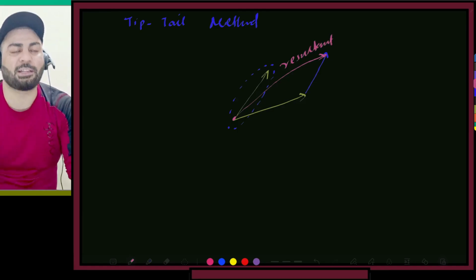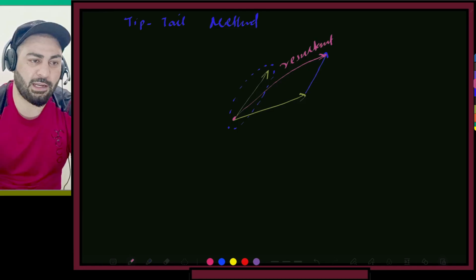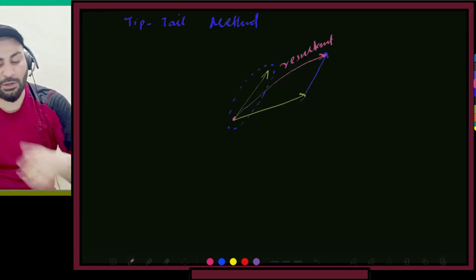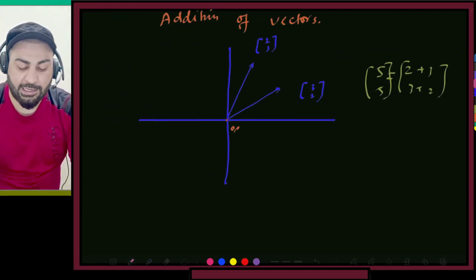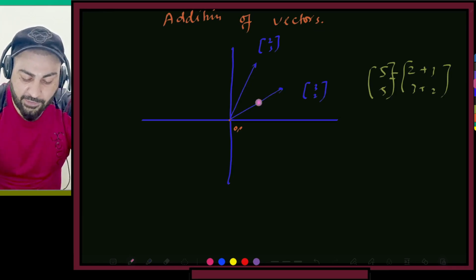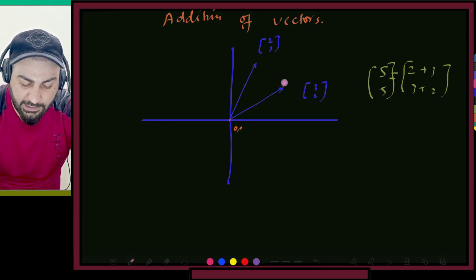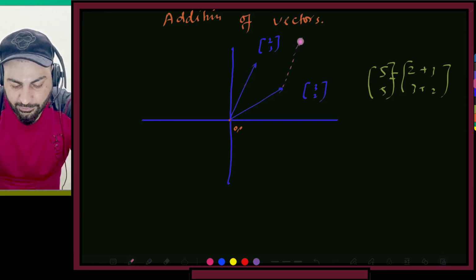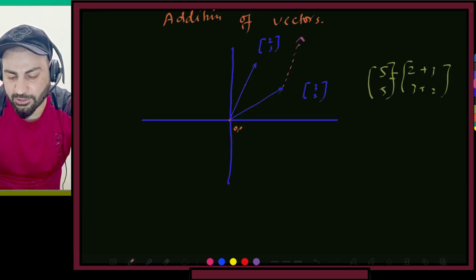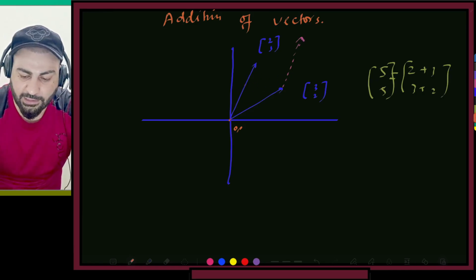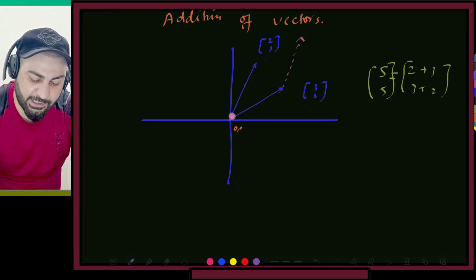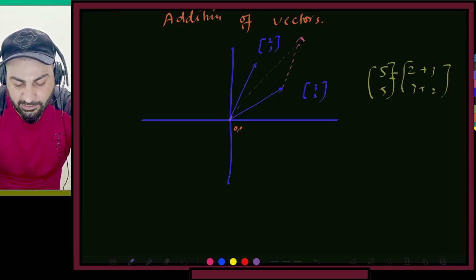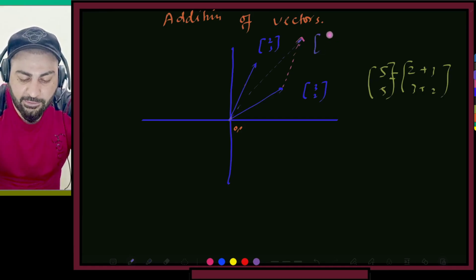Why is it called resultant? Because it is the result of two vectors. So what do I mean by addition? Suppose I take the addition of these vectors. Here I shift this vector somewhere over here. This is the shift of this vector. Then if I map this to this, you see this number will be (5, 5).